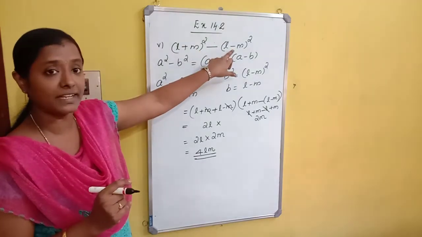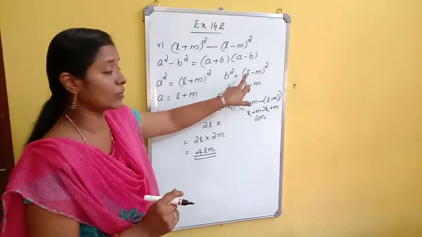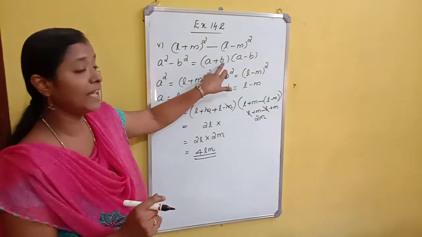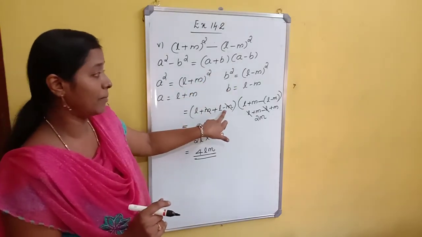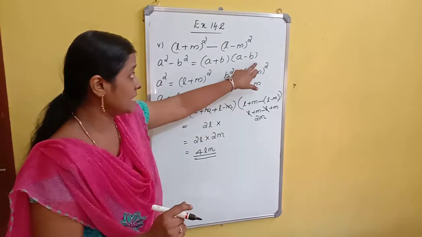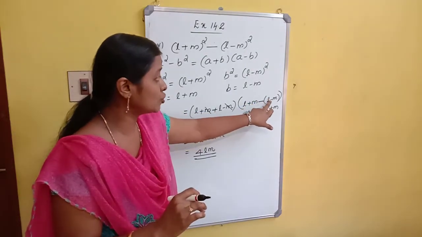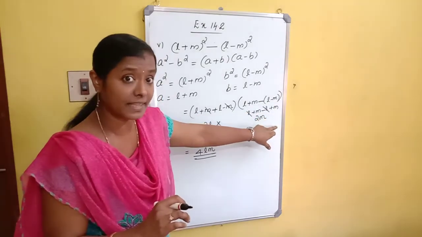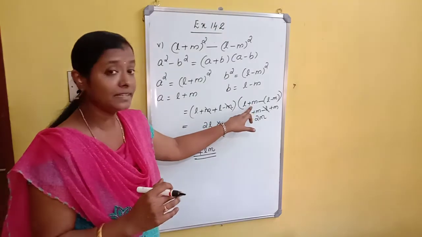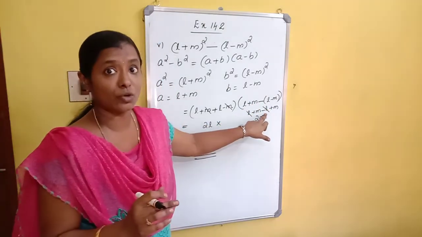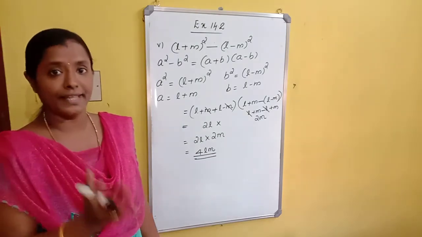So compared to A square minus B square, A square is L plus M whole square. So A is L plus M. B square is L minus M whole square. So what is B? L minus M. After that, you can apply this RHS part. A plus B: A is L plus M, plus B means what? L minus M. Into A minus B. A here it is L plus M minus, so we open the bracket sign, L minus M. Minus into L, minus L. Minus into minus M, plus M. So in the first term, plus M is cancelled. So L plus L, 2L. In the second term, L, L cancel. So we get M terms, so 2M. 2L into 2M, we get what? 4LM. Clear?